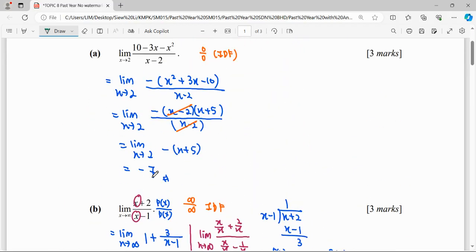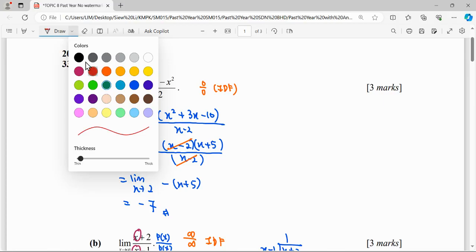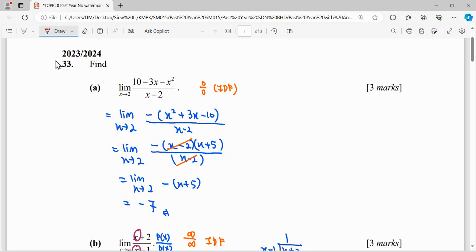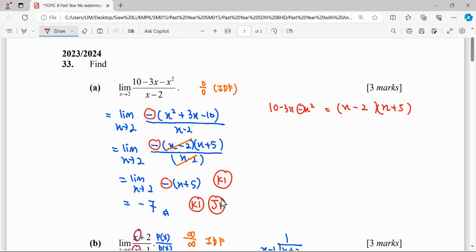Then we continue with what is important in part A to get these 3 marks. What is the concept that you need to perform here? We need to see you factorize completely. Most students will take 10 minus 3x minus x squared and, when factorizing, forget the negative because they use the calculator. The calculator will simplify it for you automatically without your notice, so your factorization will be wrong. When your factorization is wrong, the whole concept is lost. We want to see how you factorize completely and simplify the factor of x minus 2. Then you substitute the value 2 to get the answer of negative 7.